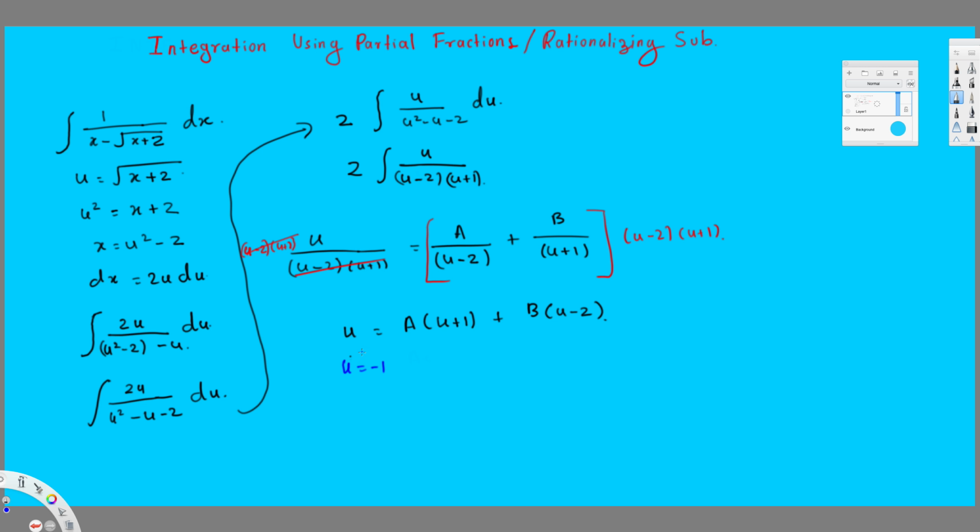Or you can use the coefficient equalization, like you can compare the coefficients. There are two different methods, so you can use whatever you want, but this method looks much easier because we can eliminate simply, right?